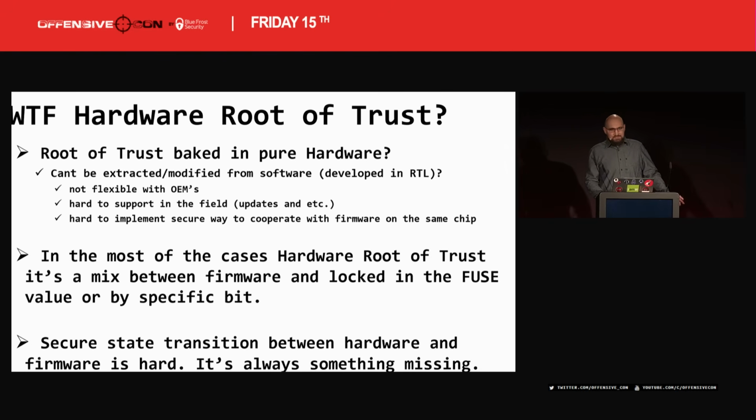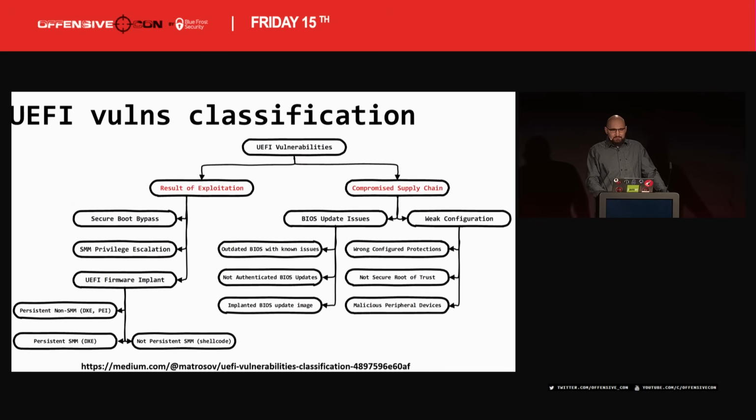In most cases, the root of trust is a mix of firmware and hardware. It's not always in hardware because there's no way to put everything in hardware. Also, in most cases, it's just a fuse, which is a storage that locks some value inside the hardware, or it can be a specific bit that locks some memory region or whatever, or signals the firmware to do something specific. And secure state transition is very hard, and we will see.